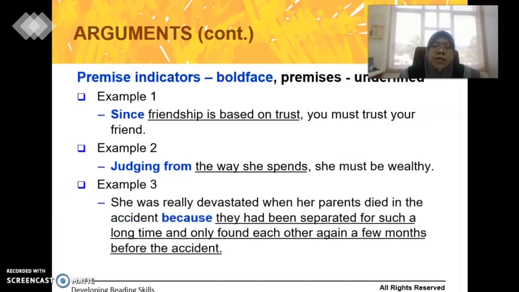Okay, another example. She was really devastated when her parents died in the accident because they had been separated for such a long time and only found each other again a few months before the accident. Because is the premise indicator, so the underlined sentences are premises. You can see the examples of the arguments.